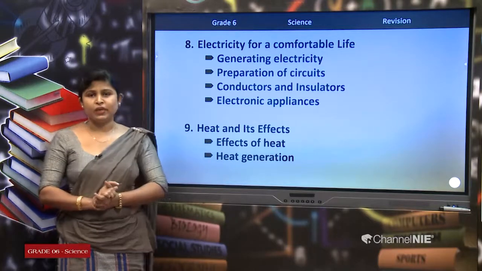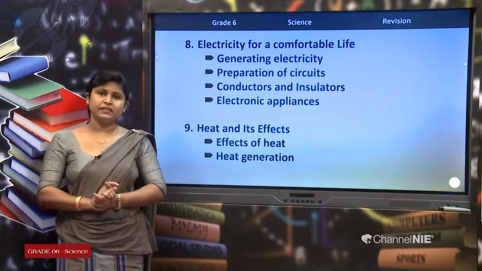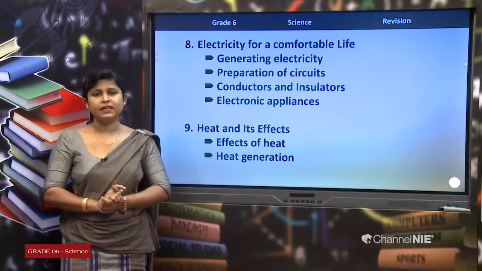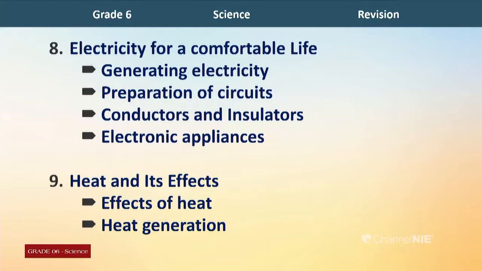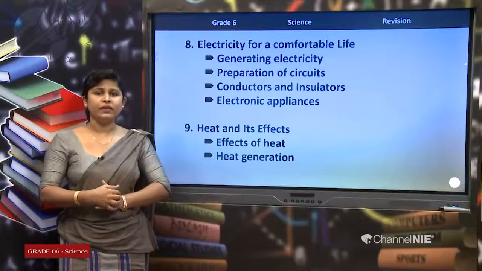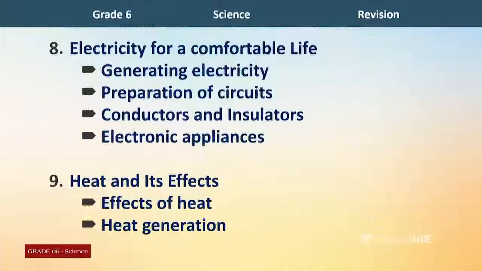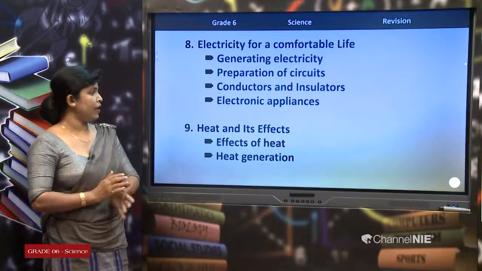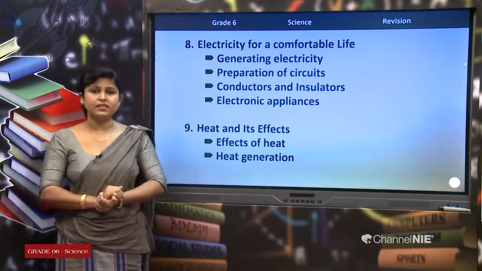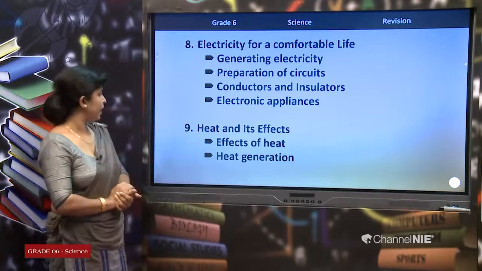Conductors and insulators. What do you mean by conductors? The conductors can transmit the electricity. So, metals are considered as conductors. There are a number of conductors other than metals. Then insulators. The insulators cannot transmit the electricity. And electronic appliances like resistors and diodes.